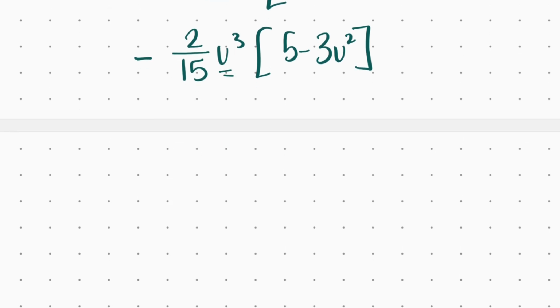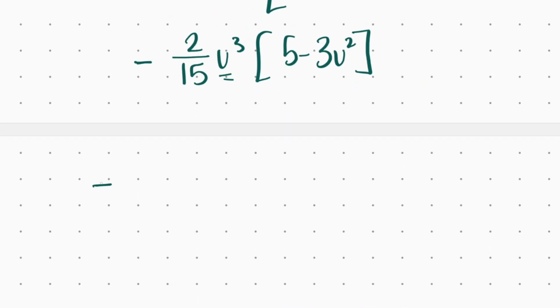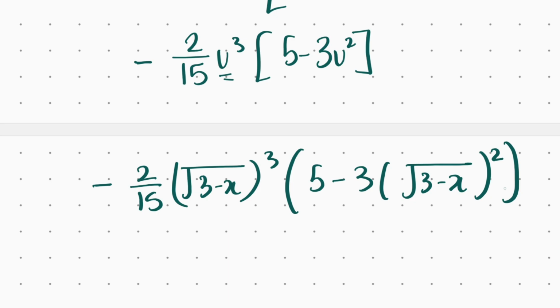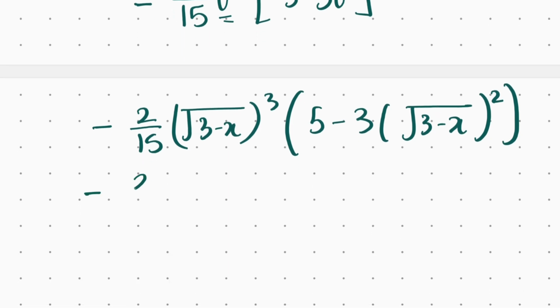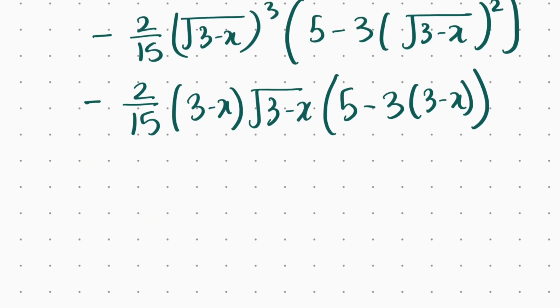And now let's replace u for root 3 minus x. So we have 2/15 root 3 minus x cubed, 5 minus 3 root 3 minus x squared. Now let's just simplify this. Minus 2/15. This is basically 3 minus x, square root 3 minus x, 5 minus 3 times 3 minus x.